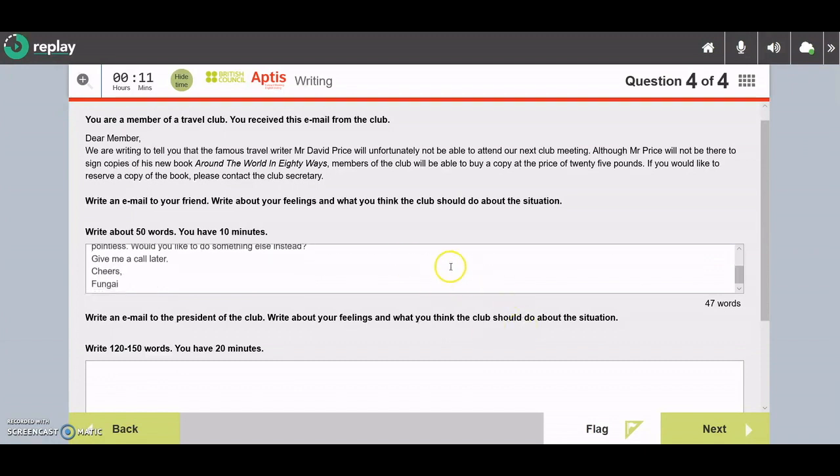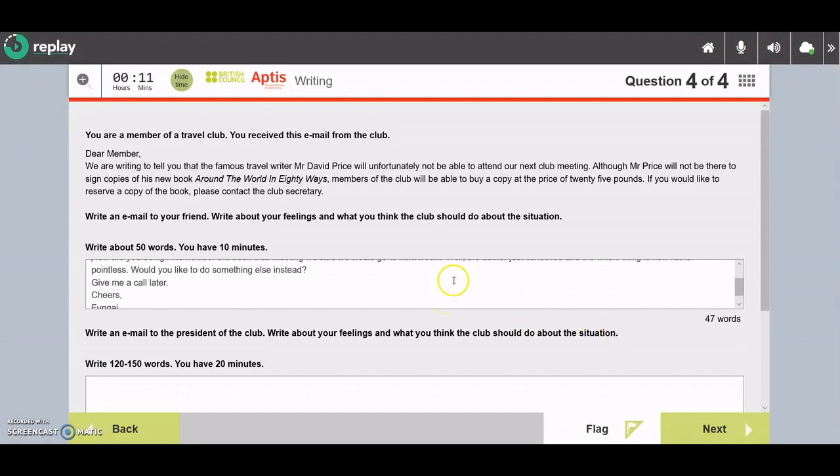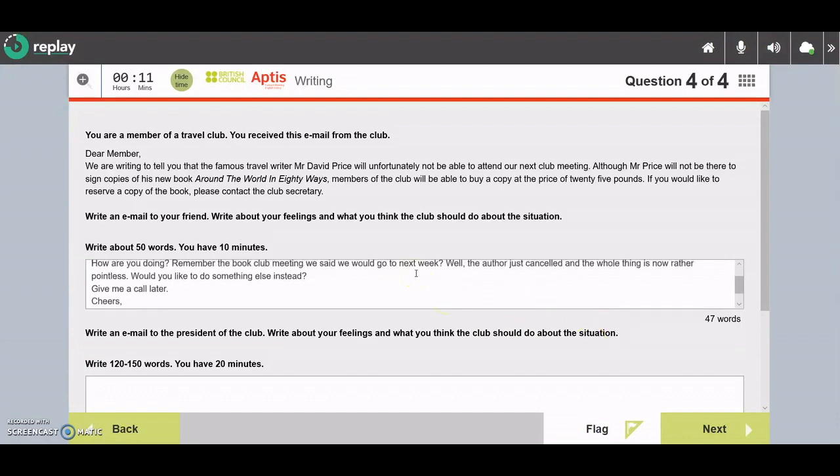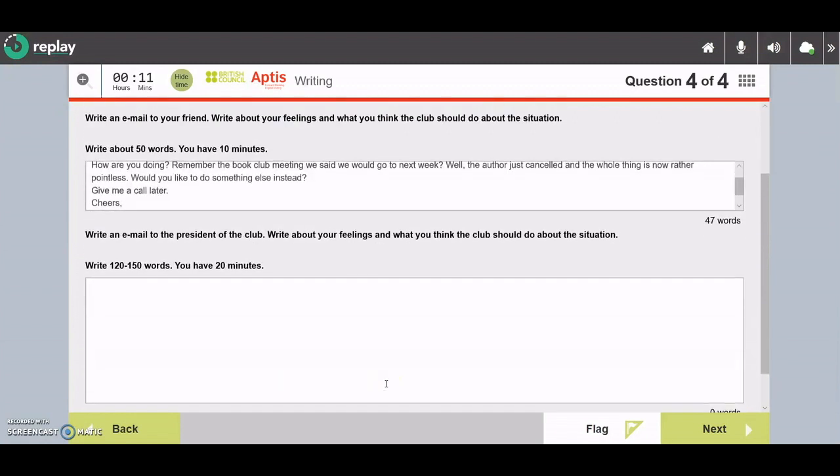Okay. Now, I was supposed to write about 50 words, and I wrote 47 words, which is just perfect. Now, I have to write a formal email to the president of the club, speaking about my particular issues regarding this.